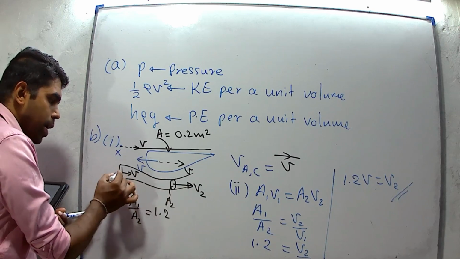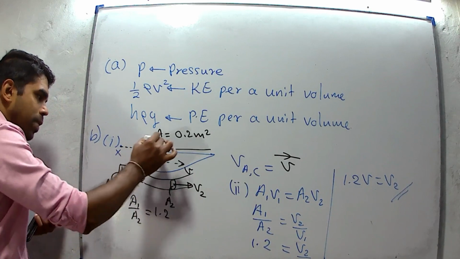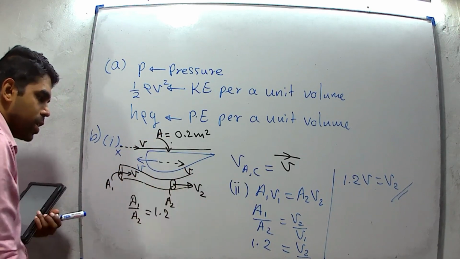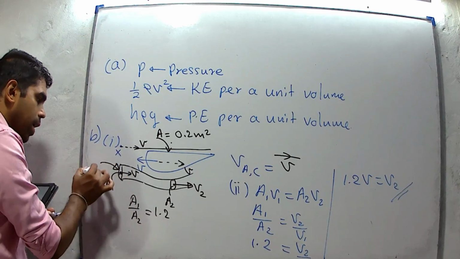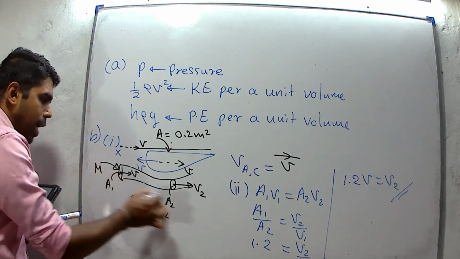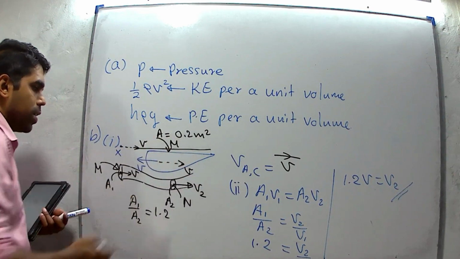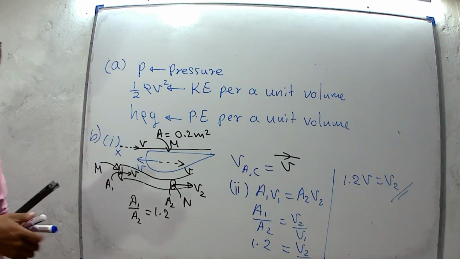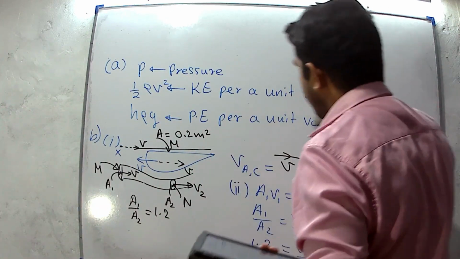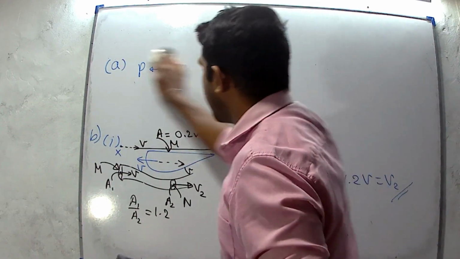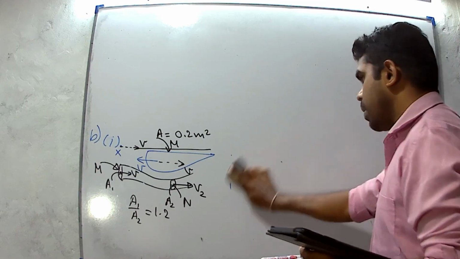Therefore, we can say the pressure difference between this point and this point should be equal to the pressure difference between this point and this point. Then, if this point is M and this point is N, this M point is like this point. And we have to use Bernoulli's equation to find the pressure difference. Now I will write Bernoulli's equation between M and N.